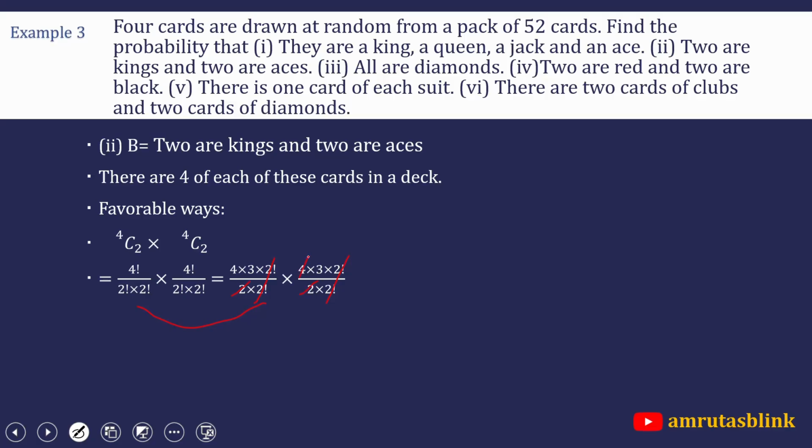So now in the numerator we have 4 into 3 into 3, which is equal to 36. Hence the number of favorable outcomes, that is N of B, is equal to 36, and probability of B is equal to N of B upon N of S, which is equal to 36 upon 2,70,725. This is your final answer, because here also we cannot further simplify this.